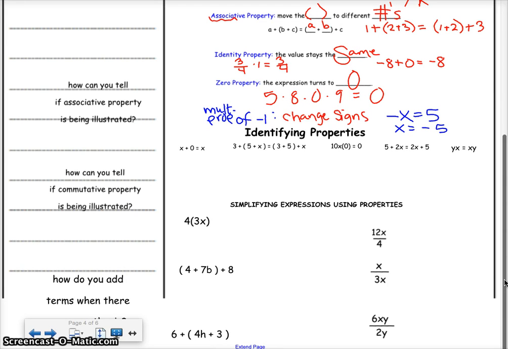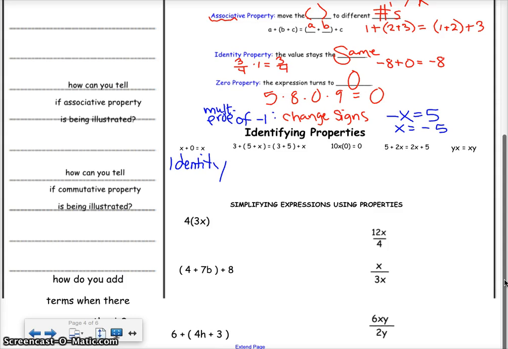Alright, so first learning target is to identify properties. X plus 0 equals x. What's that? Tell me. X plus no, different. Identity, it stayed the same, right? So x plus 0, it stayed x. That is identity. In your homework, it will say identity property of addition because I'm adding. I'm not going to do all that.